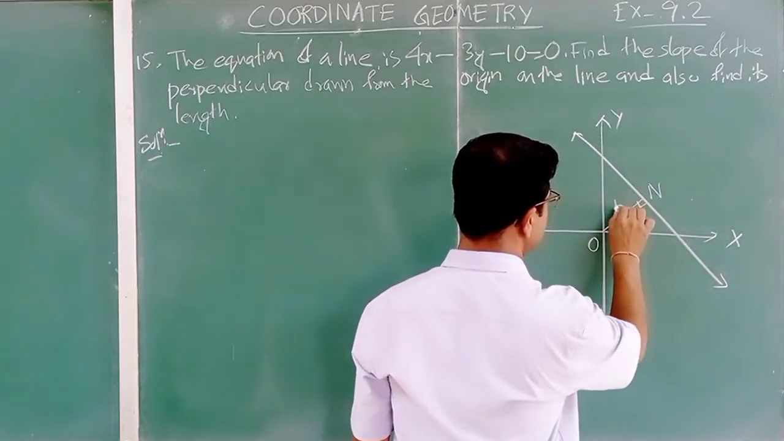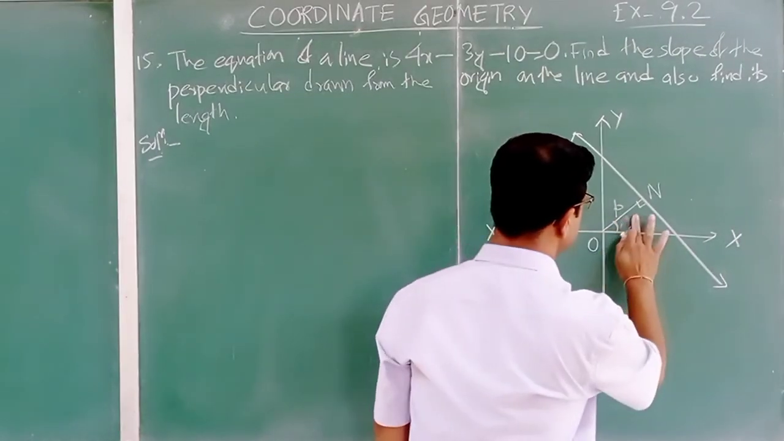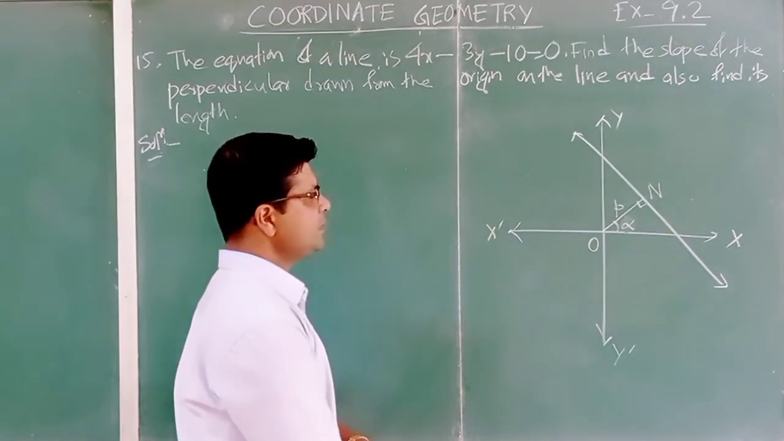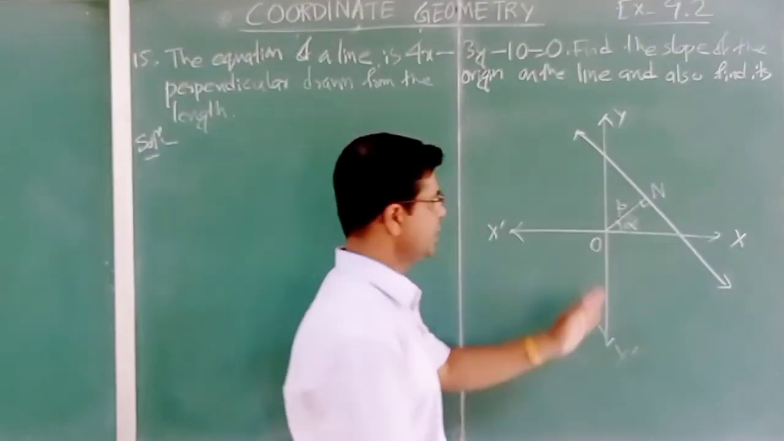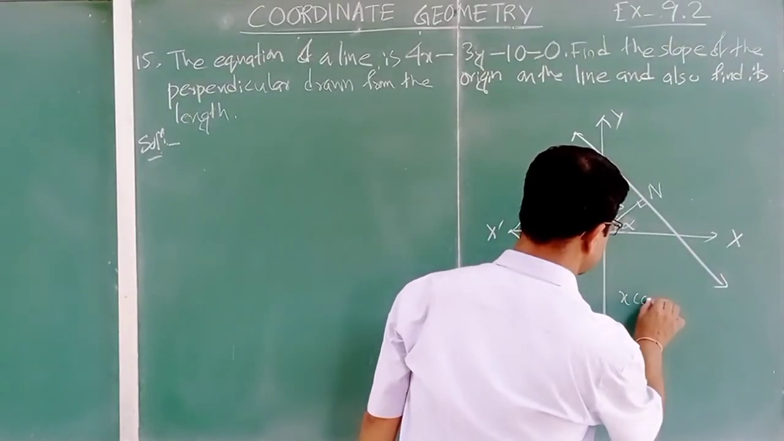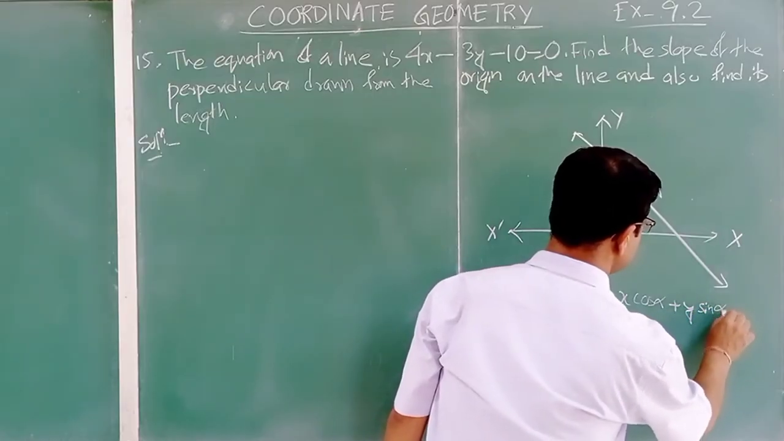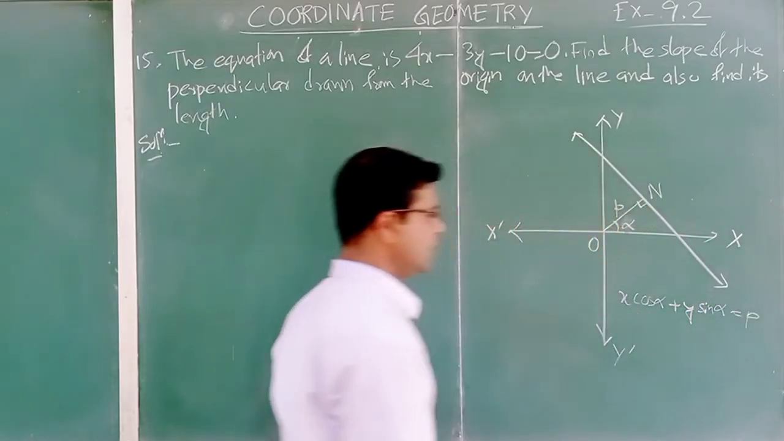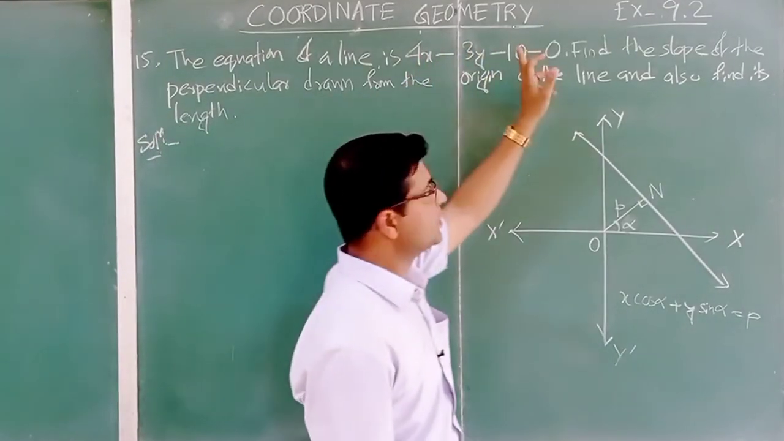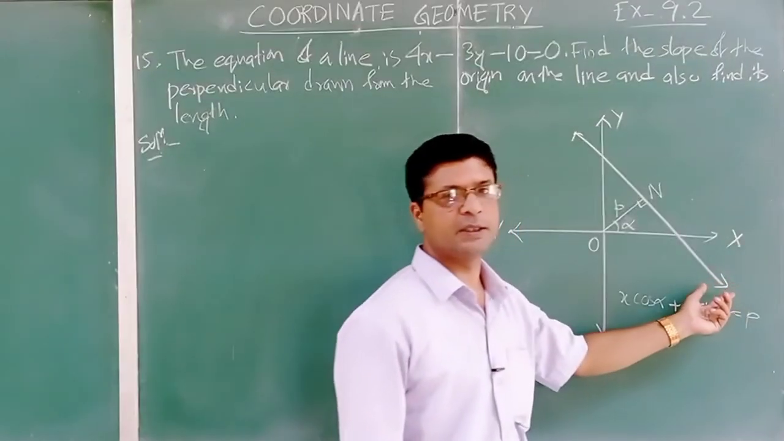We denote it by small p, and the angle, sorry, we denote it by alpha. In your book it is given by alpha. Now this is in which format? This is in the normal form. In normal form the equation is in this form: x cos alpha plus y sin alpha is equal to p. I think you can remember this. So what we will do, we will convert this equation in this form, then only we can easily find alpha as well as p. This is asked in the question.